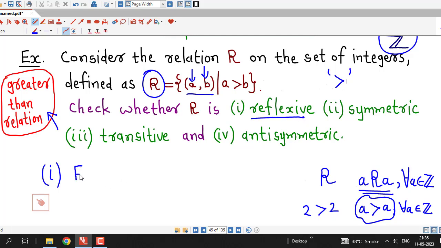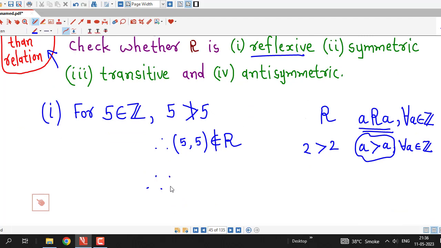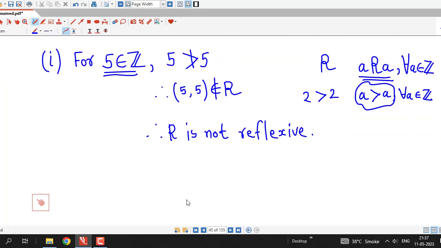So we can write for a particular element. For example, suppose we consider 5 as an integer. For 5 belongs to Z, we can say that 5 is not greater than 5. This means (5, 5) is not present in the given relation R. Therefore R is not reflexive. We have obtained an element in the given set which is not related to itself. Therefore the given relation is not reflexive.